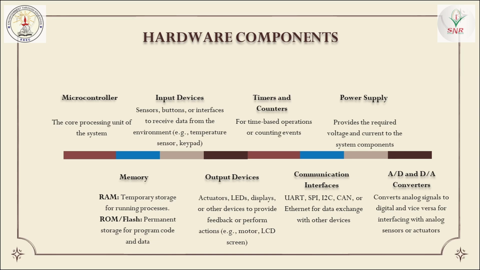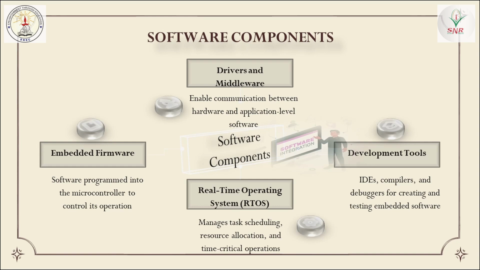We also need useful communication interfaces: UART for serial communication, serial peripheral interface, I2C and CAN. These devices are very much helpful for exchanging data with several devices. Here I have mentioned a few software components: embedded firmware, drivers, middleware, real-time operating systems, and development tools. These are needed components for embedded systems.